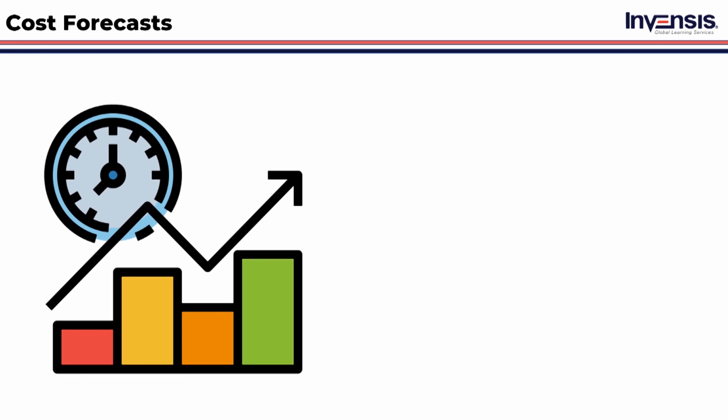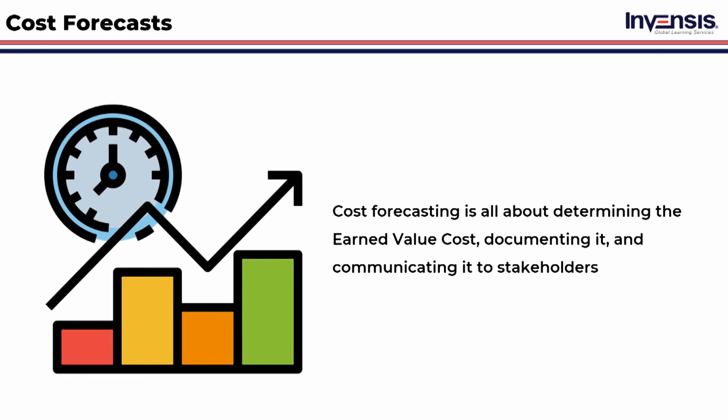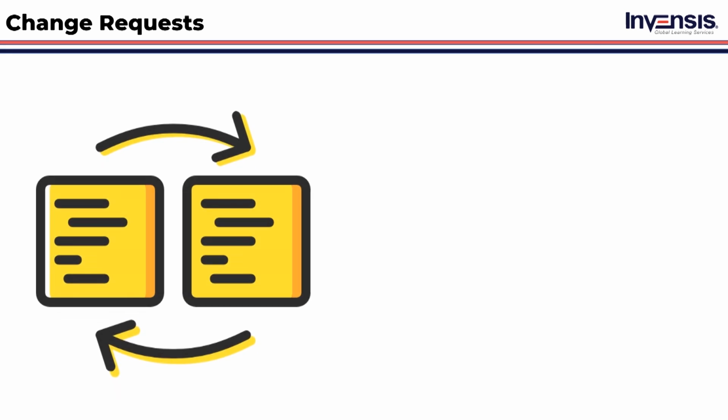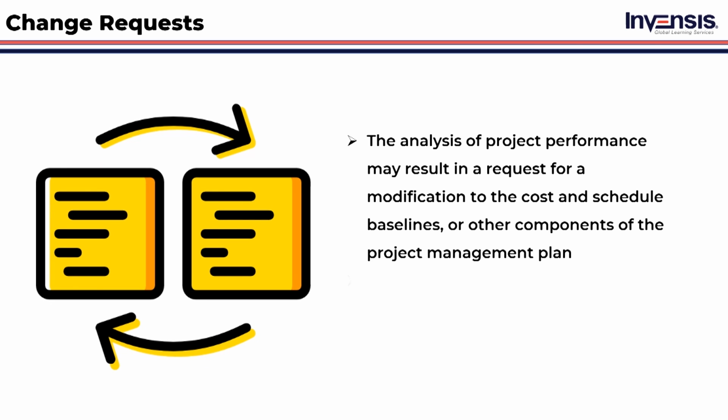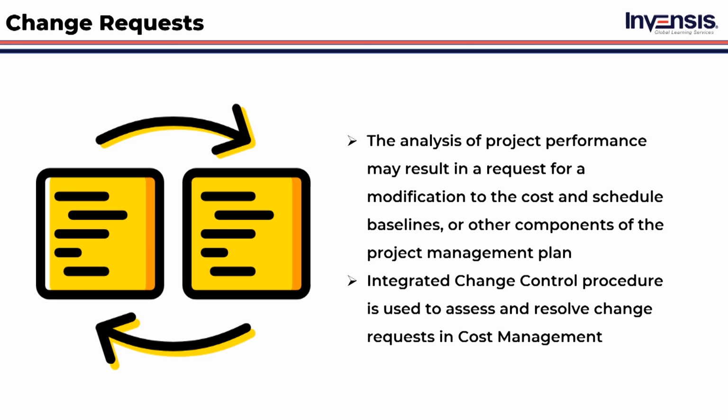Then we have cost forecast as our next output. Cost forecasting is all about determining the earned value cost, documenting it, and communicating it to stakeholders, such that the stakeholders will be aware of the costs that are incurred during the project. Then we will see the change requests that occur after the process. The analysis of project performance may result in a request for a modification to the cost and schedule baselines, or other components of the project management plan. Integrated change control procedure is used to assess and resolve change requests in cost management.